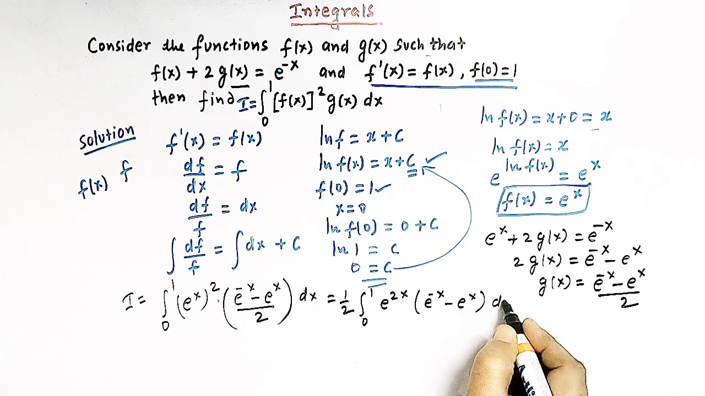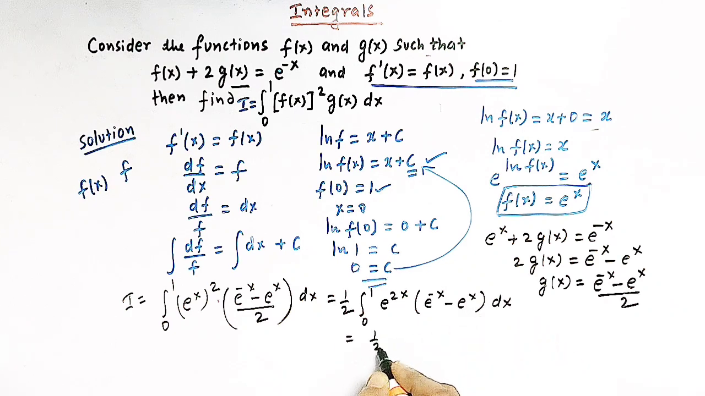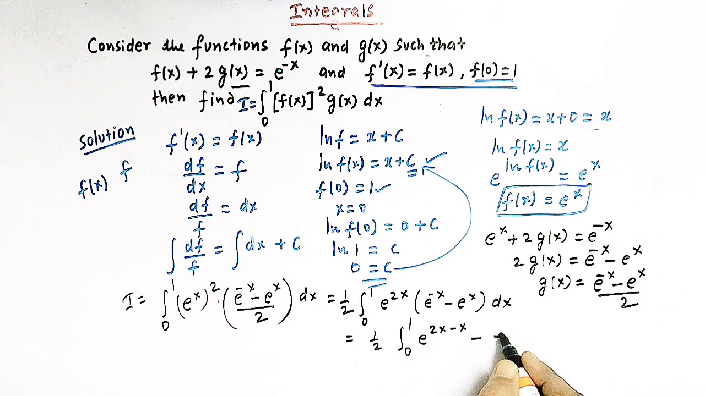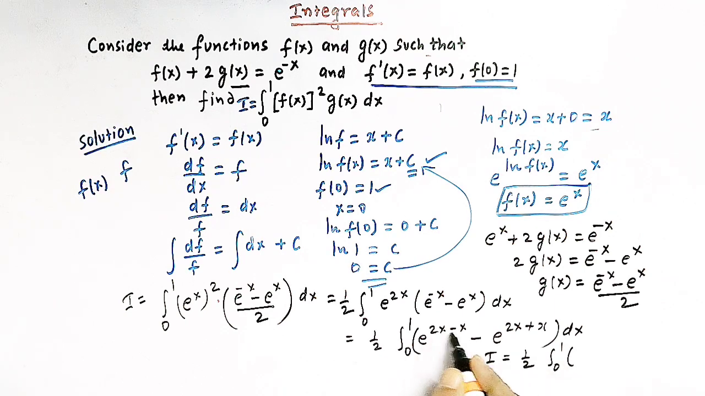We can now write half, 0 to 1, and multiplying these two quantities by e raised to 2x, we have e raised to 2x minus x, then we have e raised to 2x plus x. Now we can write this integral as half, 0 to 1, and e raised to 2x minus x is simply e raised to x, and here we have minus e raised to 2x plus x, which is e raised to 3x, and here we have dx.